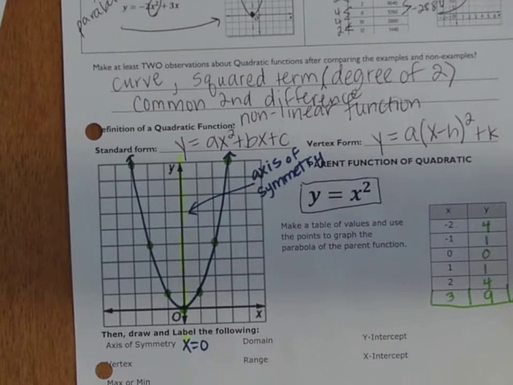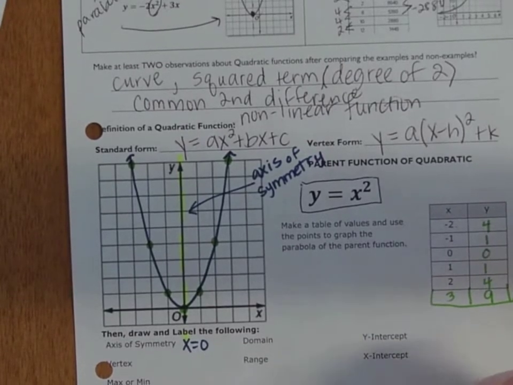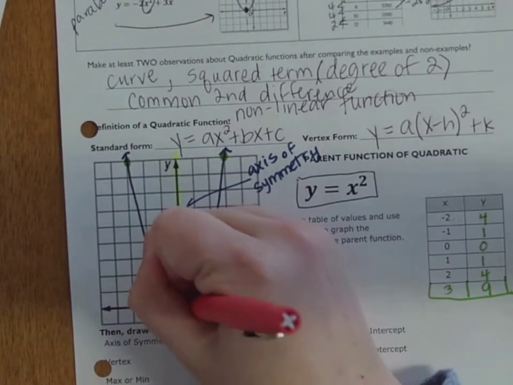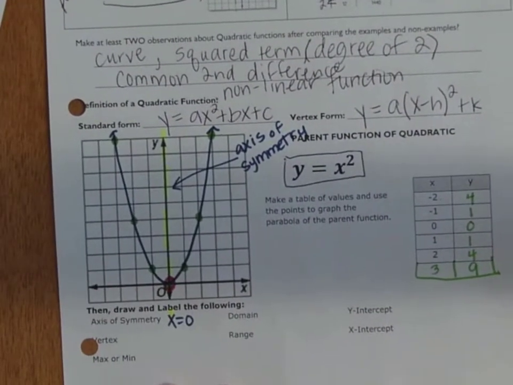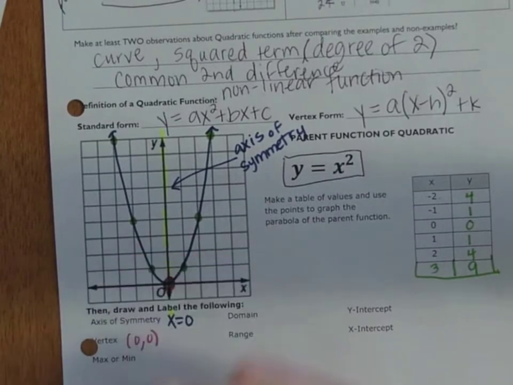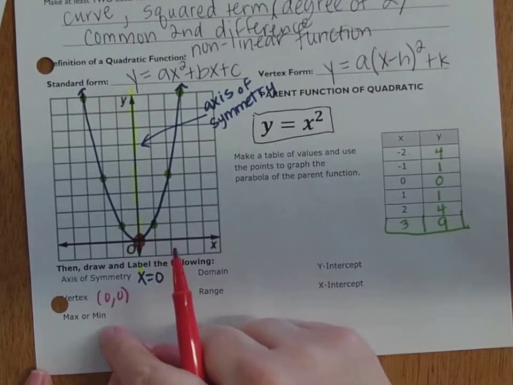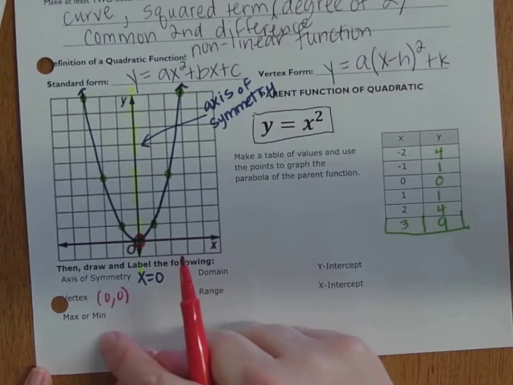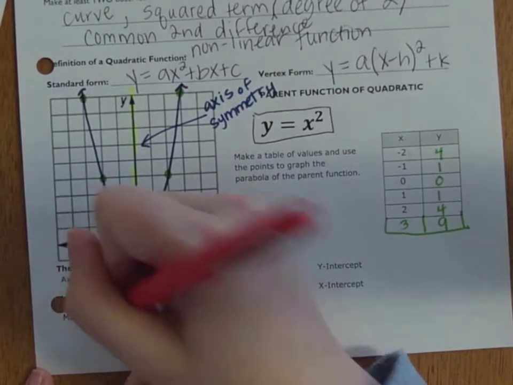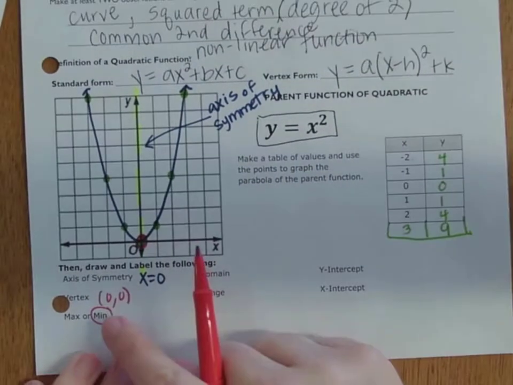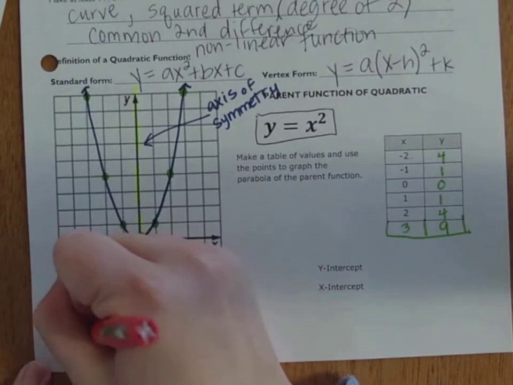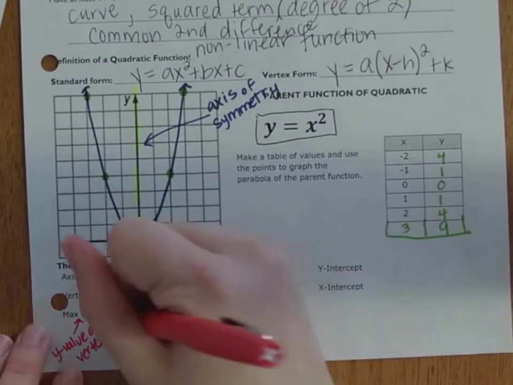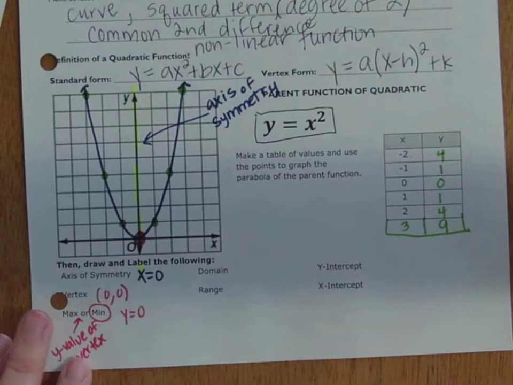Our vertex is our point at the maximum or minimum of our parabola. So what point is my vertex in our parent function? 0, 0. My maximum or minimum happens at that vertex. Is this a maximum or a minimum? It's a minimum because it's opening upward, because the minimum value is the y value of the vertex. So my minimum value here is y equals 0.